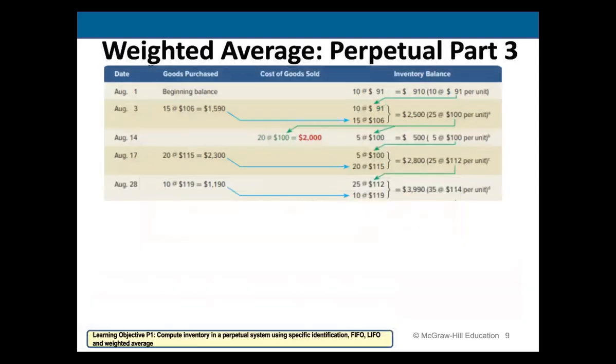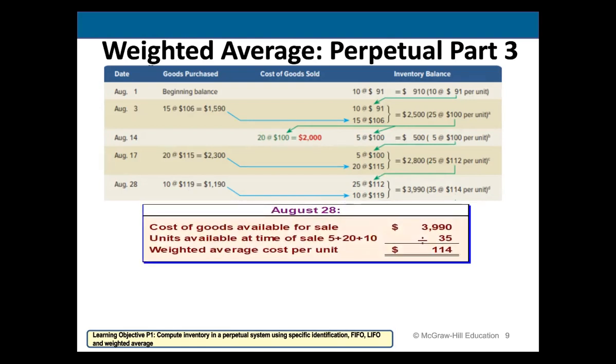Then on the 28th, I make another purchase. I recalculate my average again, just by adding. I had 2,800 worth of inventory. I added 1,190, so now I have 3,990 in inventory. I had 25 units, I added 10. So now I have 35 units. I divide 3,990 by 35 and get a new average cost of 114.